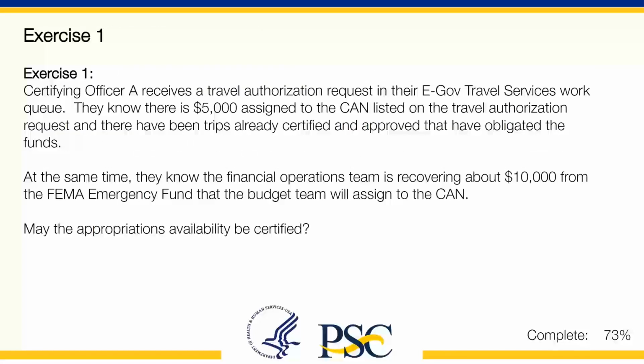Exercise 1. Certifying officer A receives a travel authorization request in their eGov Travel Services work queue. They know there is $5,000 assigned to the CAN listed on the travel authorization request and there have been trips already certified and approved that have obligated the funds. At the same time, they know the financial operations team is recovering about $10,000 from the FEMA emergency fund that the budget team will assign to the CAN. May the appropriations availability be certified?